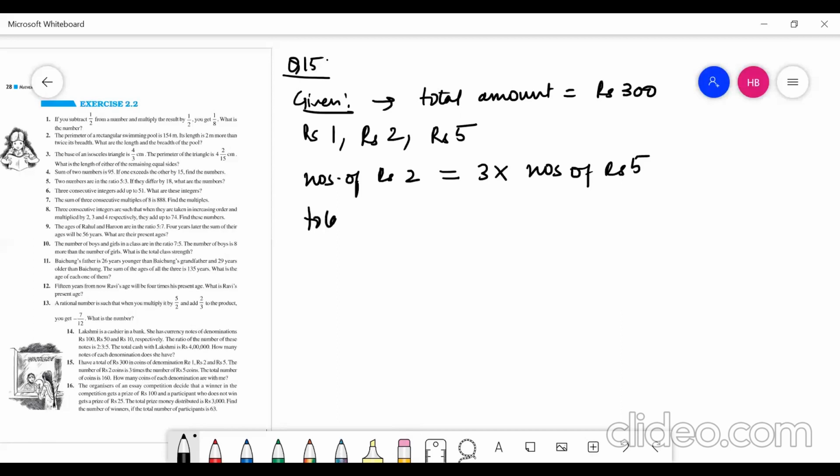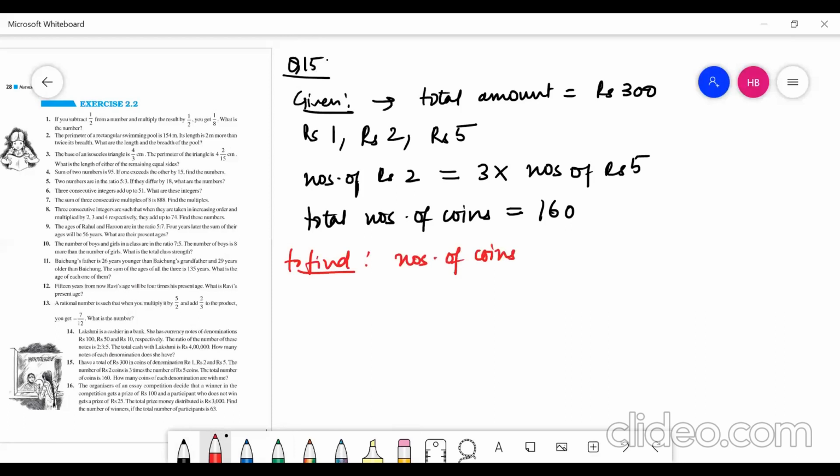And the last information is that the total number of coins we have is 160. Okay. How many coins of each denomination are with me? So there are 3 sets of information which are given to me, right? And what do I have to find? I have to find how many coins of each denomination, the number of coins of each denomination.